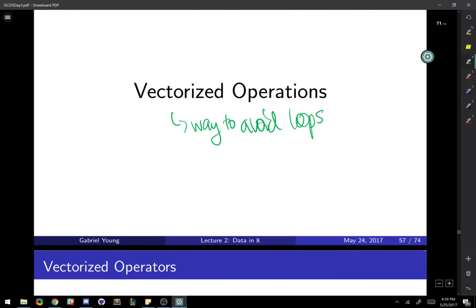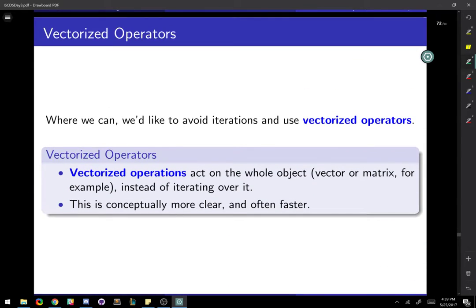To motivate this, where we can, we'd like to avoid iterations and use vectorized operations. Vectorized operations act on the whole object, vector or matrix for example, instead of iterating over it. Does that make sense? This is conceptually more clear and often faster because these are not using the RAM in your computer, it's using C++.